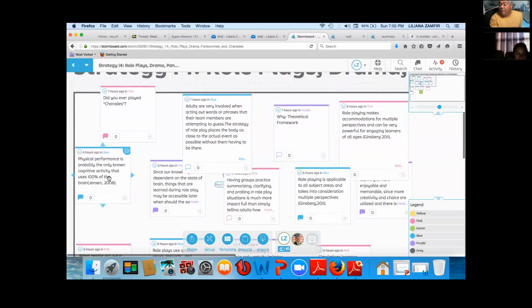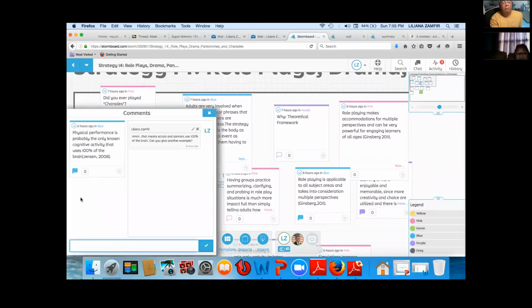Yeah. Physical performance is probably the only known cognitive activity that uses 100% of the brain. So that means actors and dancers use 100% of the brain. Can you give me another example? Oh, I can imagine. Yeah.